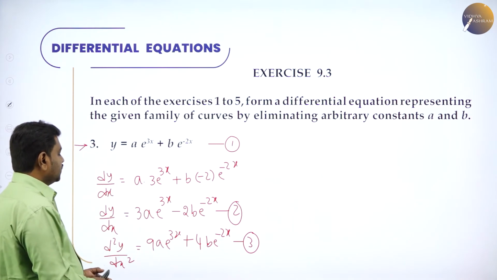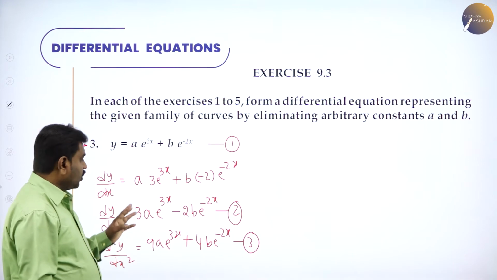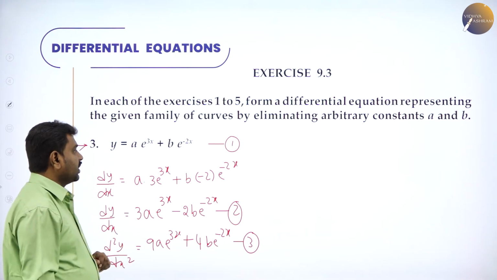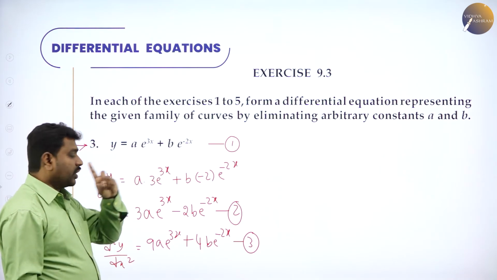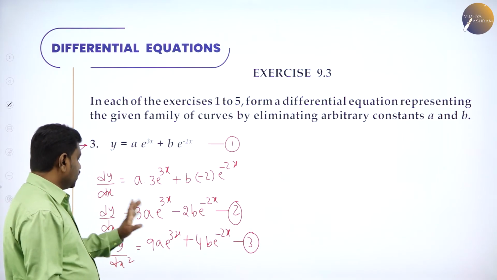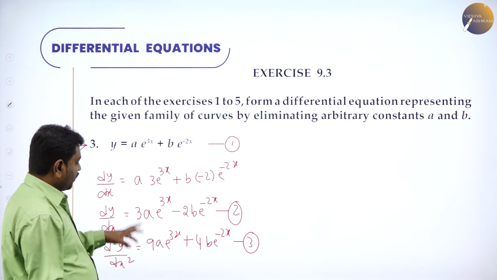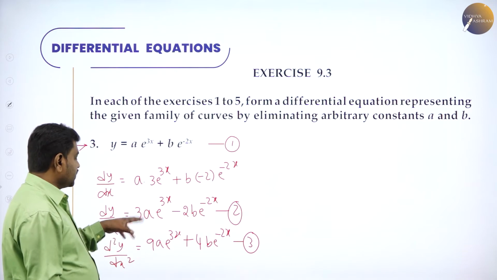Now observation. See here, finally I should not have a and b. How to eliminate a and b? Here 9a I have, here 3a I have. So the first thing is 3 minus 2 is what? 1. So d square y by dx square, 1 into dy by dx, this is d square y by dx square. So if I add this, 9 plus 3, what is 9 plus 3?